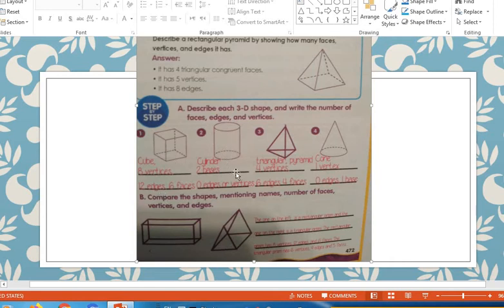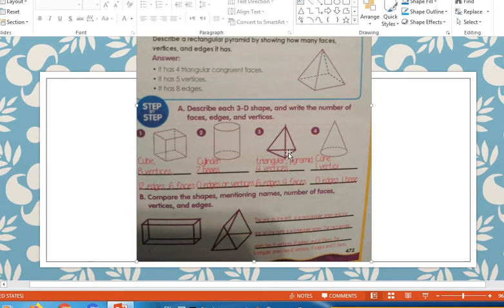Here I have a cylinder and 3 faces. 1, 2, up, 3, down. This is a cylinder, 2 bases, 1 and 2. 0 edges, 0 vertices. I don't have here any vertices.